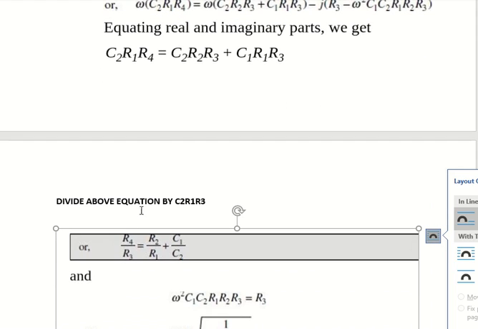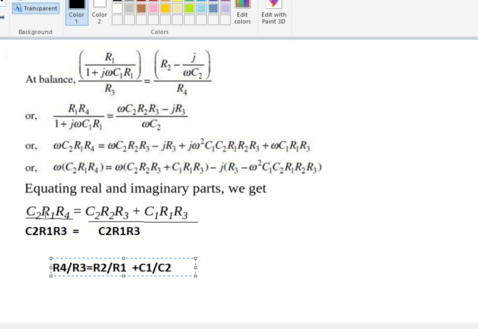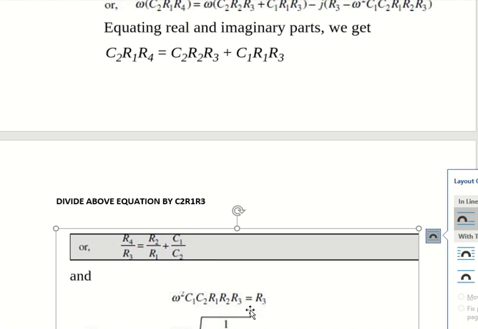Next, what you have to do is divide the above equation by C2 R1 R3. This is your equation; divide by C2 R1 R3. So C2 R1 gets cancelled, remaining R4 by R3. Next, C2 R2 R3 by C2 R1 R3 gives R2 by R1. Next, C1 R1 R3 by C2 R1 R3 gives C1 by C2. So you will get R4 by R3 equals R2 by R1 plus C1 by C2. That is the equation you got here.